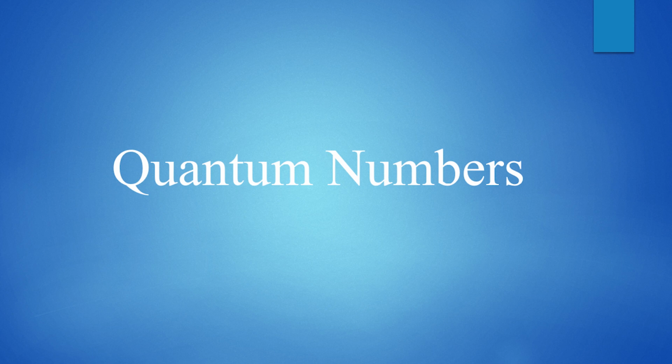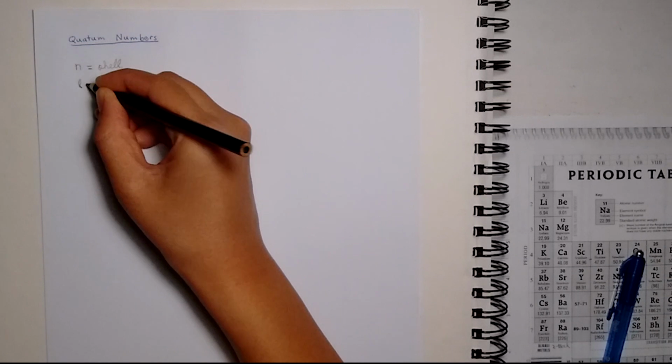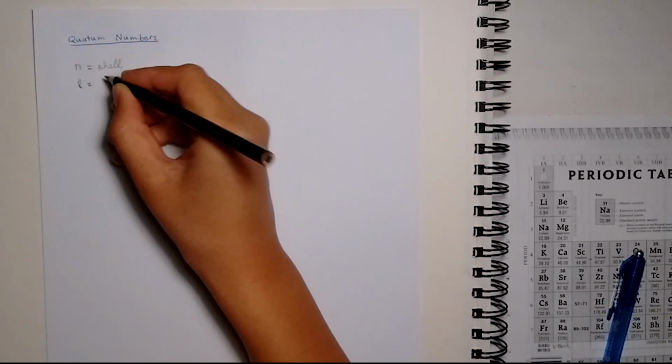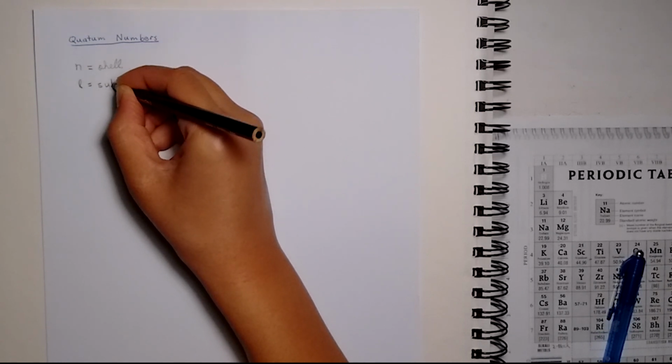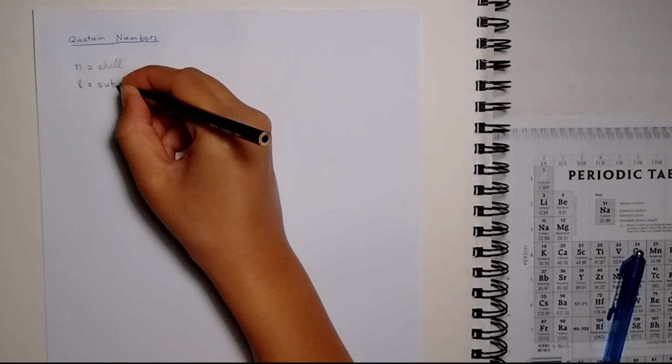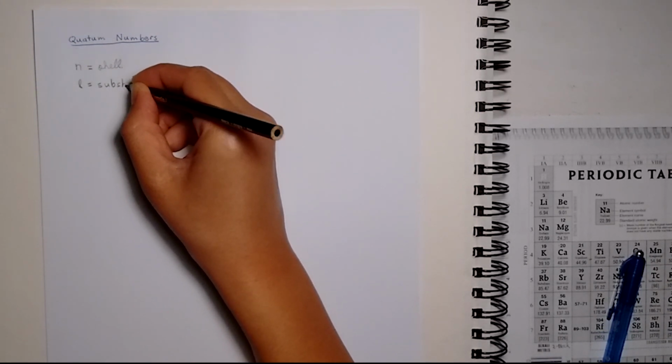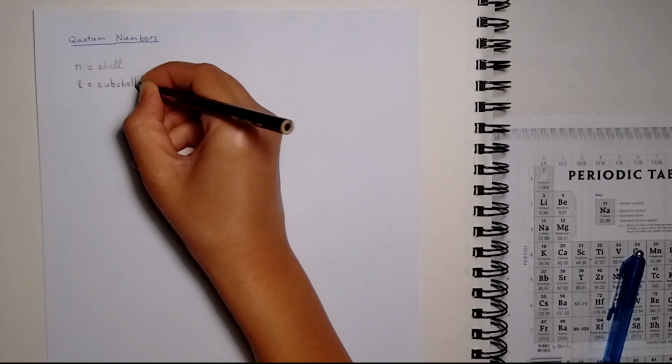In this video, we're going to talk about quantum numbers. The first quantum number is called the principal quantum number and represents the shell. The second quantum number is the angular momentum quantum number and is represented by L and is the subshell.